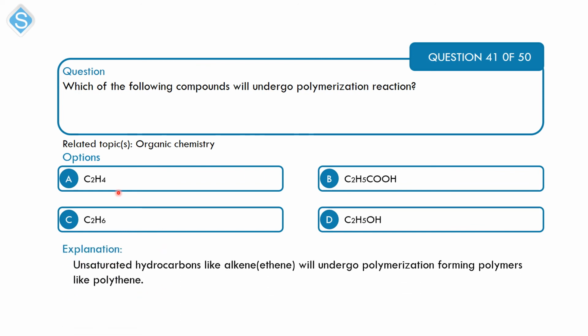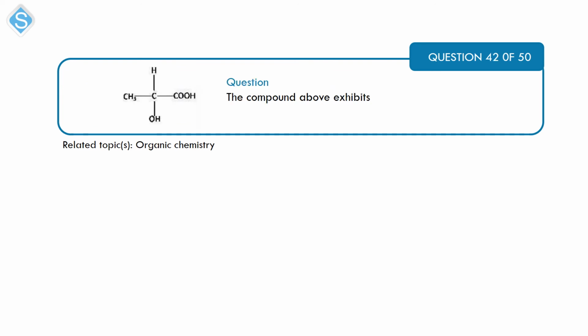Alright, unsaturated hydrocarbons like the alkene, here it is ethene that I have here. An unsaturated hydrocarbon like ethene would undergo polymerization. Ethene, for example, will undergo polymerization to form polyethylene. That's option A.